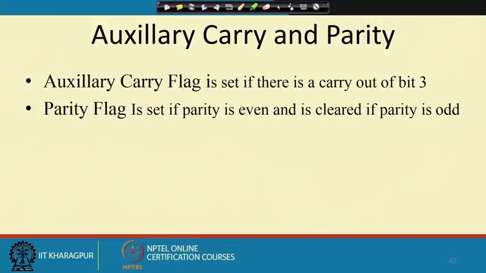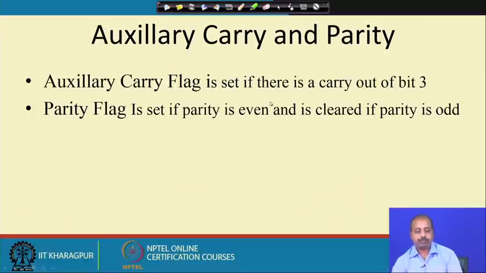And the parity flag is set if parity is even and is cleared if parity is odd. Parity is even means if the number of ones in the accumulator is even, then it is set to 1, and if it is odd, then it is set to 0.